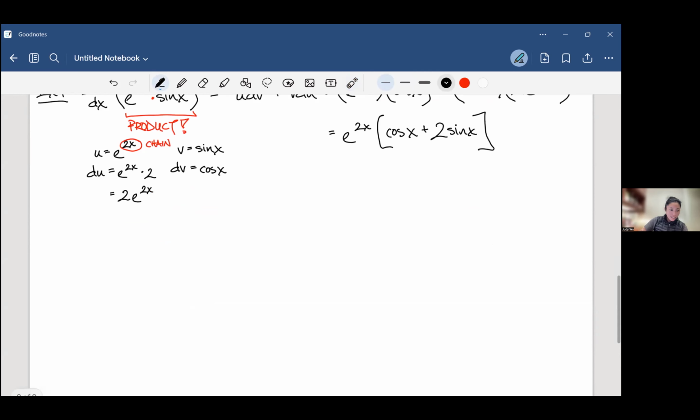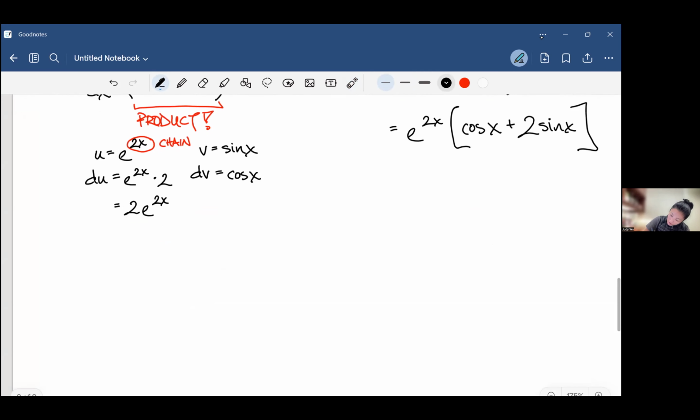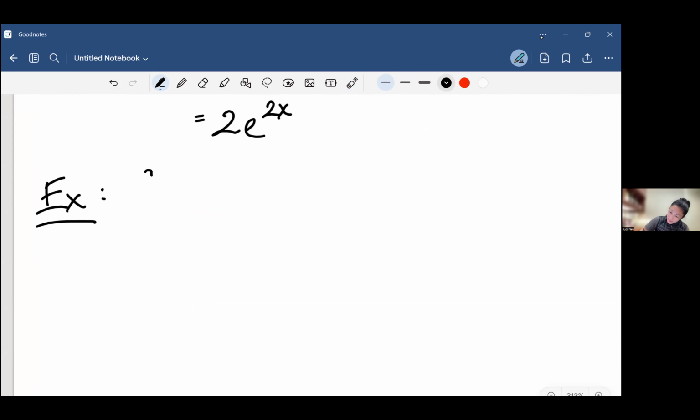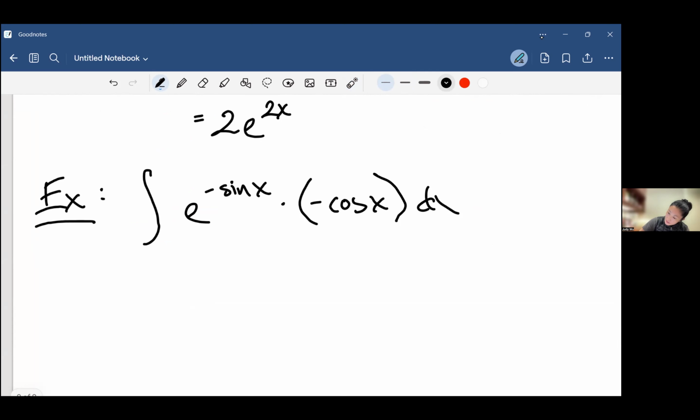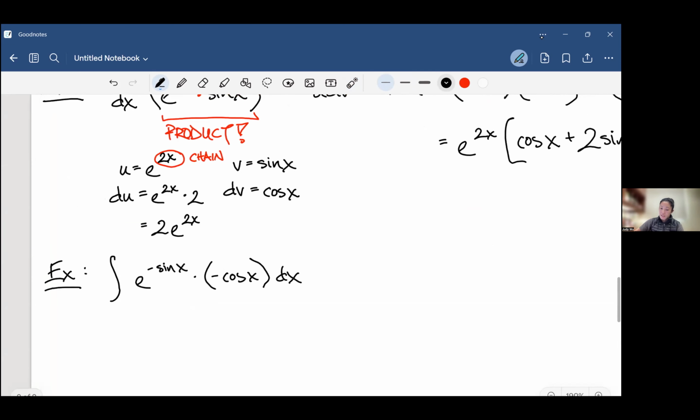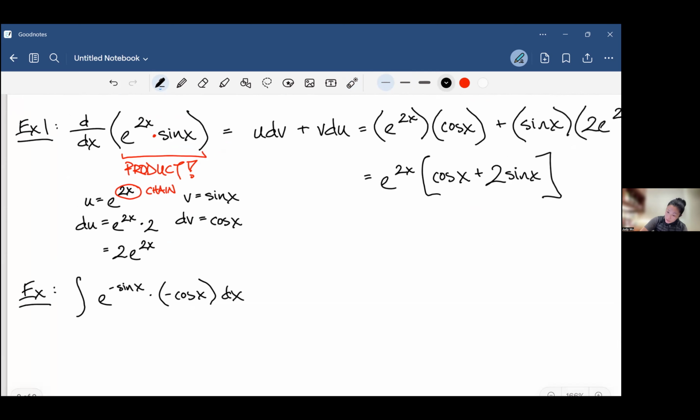All right, let's take a look at another example. Okay, so let's take an integral of e to the negative sine x times negative cosine x dx. All right, so first question was asking us to find a derivative, and the second question is now asking us to find an integral, right? And so I'm kind of bouncing back and forth on purpose. I want us to have that flexibility in our brains, like, are we taking a derivative or are we taking an integral?